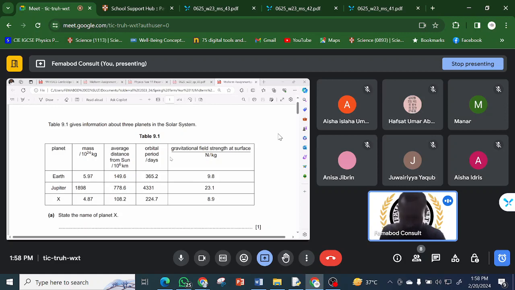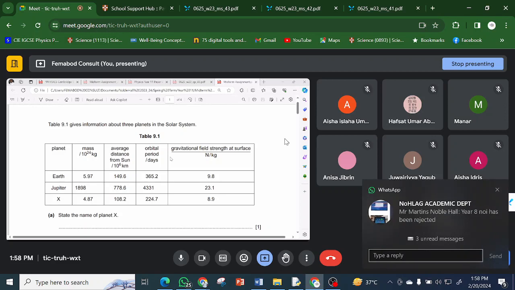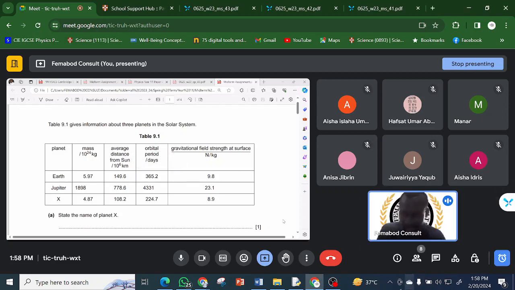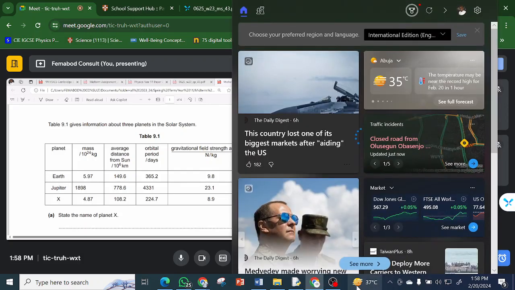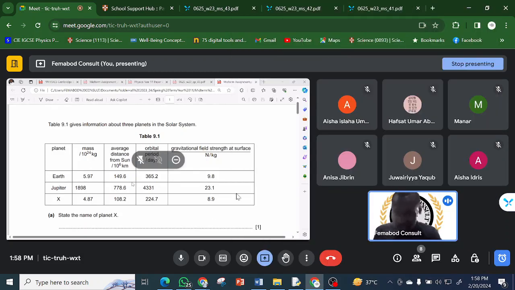So let's brainstorm based on this data. They want us to guess the name of the planet. Let me give us a clue, then somebody will help us guess the name of the planet. The first clue: let's look at the distance from the sun. Which of the planets has the shortest distance from the sun? Who is helping us with that?